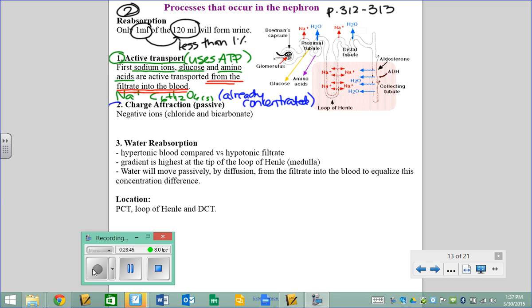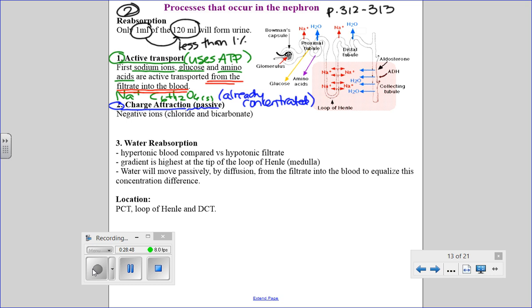Now, the second thing that happens is charge attraction, and this is passive. That means it happens naturally. We don't need to use any more cellular energy. And the idea is that things that are negative, chloride ions and bicarbonate ions, which could be abbreviated like that, this is CO3. Since I already actively transported sodium, which is positive, these things that are negative are attracted to things that are positive, and they follow naturally without extra energy required.